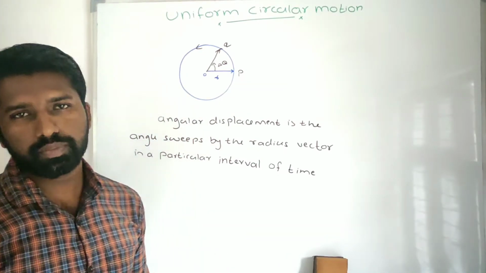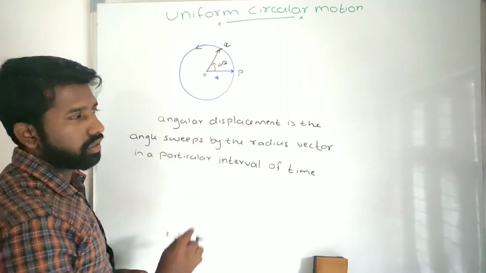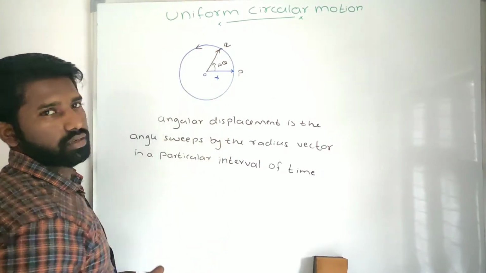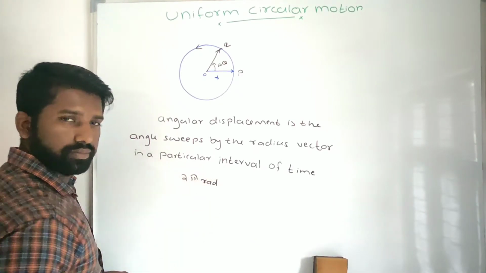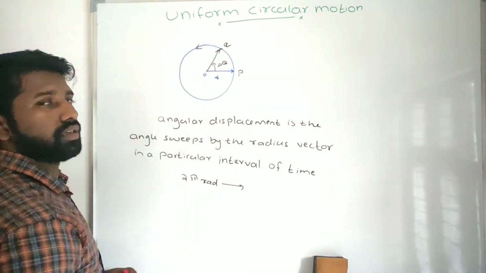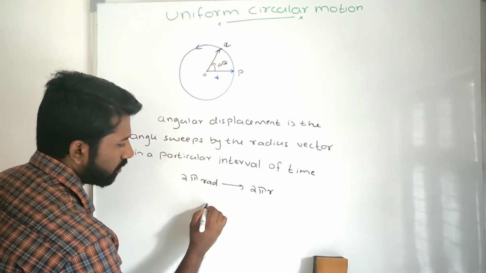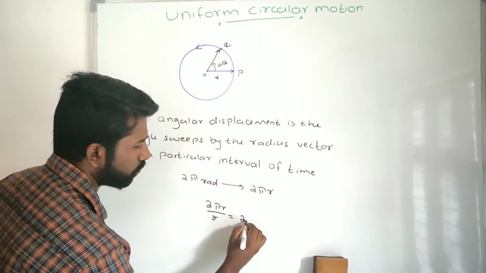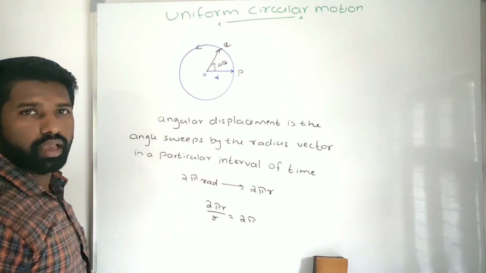For that, we are using a concept. If this object completes a full circle, how much angle will it seek? The total angle of the circle is 360 degrees, that is 2 pi radian. Then what about the circumference? If r is the radius, the circumference is 2 pi r. Now you see, the circumference 2 pi r divided by the radius gives you 2 pi. So from this, we can say that the circumference divided by the radius is the angle.